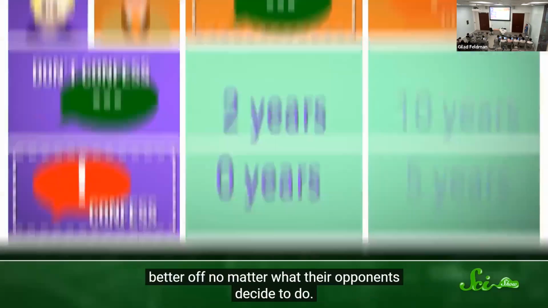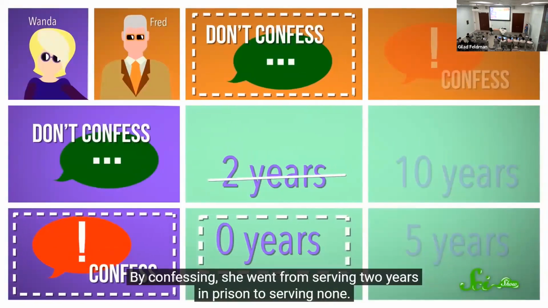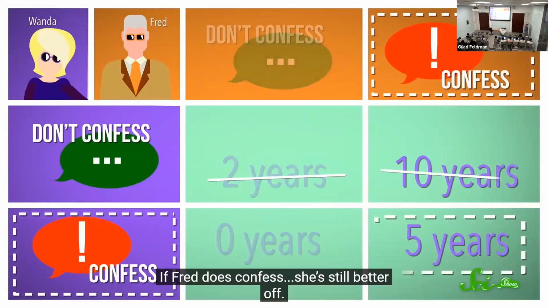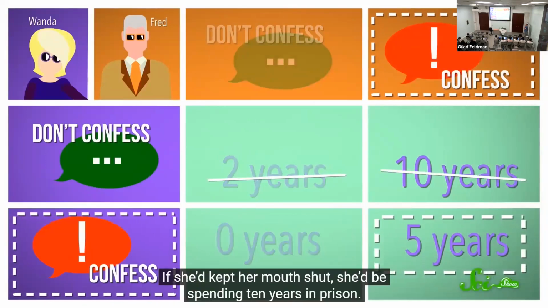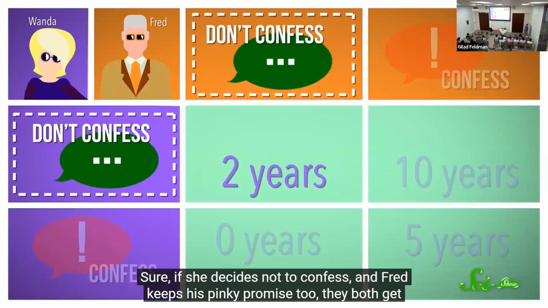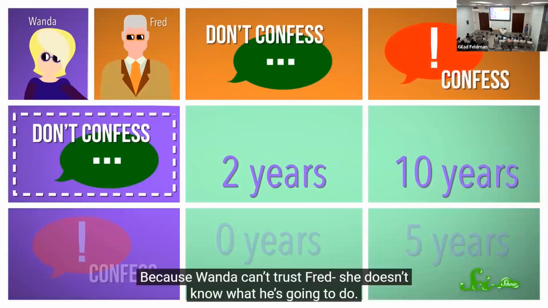If Wanda confesses and Fred does not confess, she's better off. She gets to walk. By confessing, she went from serving 2 years in prison to serving none. If Fred does confess, she's still better off. If she'd kept her mouth shut, she'd be spending 10 years in prison. Now, she only has to serve 5. Sure, if she decides not to confess and Fred keeps his pinky promise too, they'll both get out in 2 years, but that is an unstable state because Wanda can't trust Fred. She doesn't know what he's gonna do.